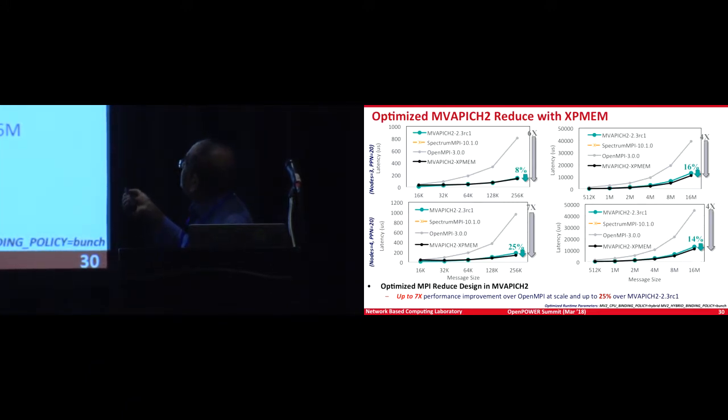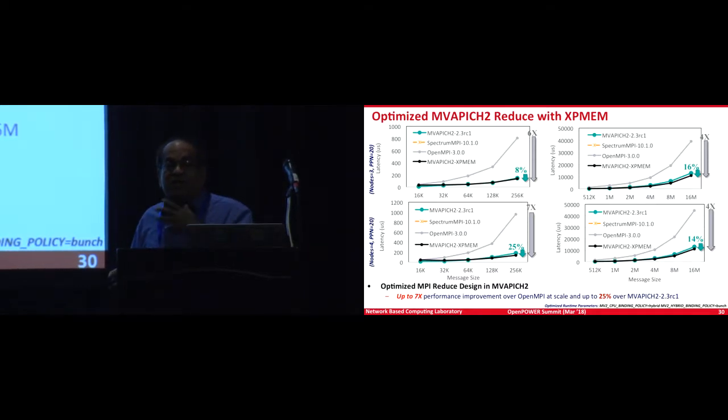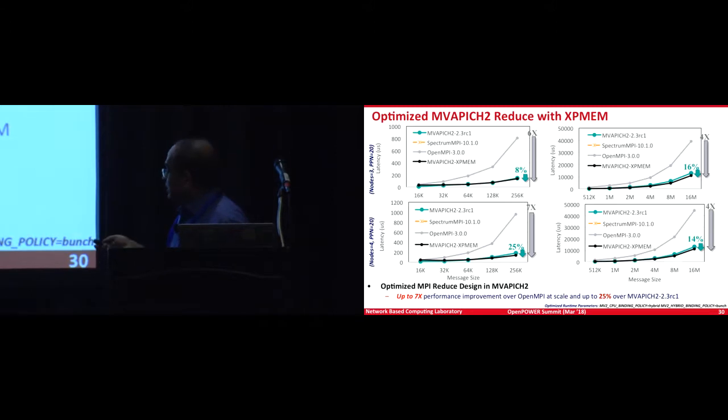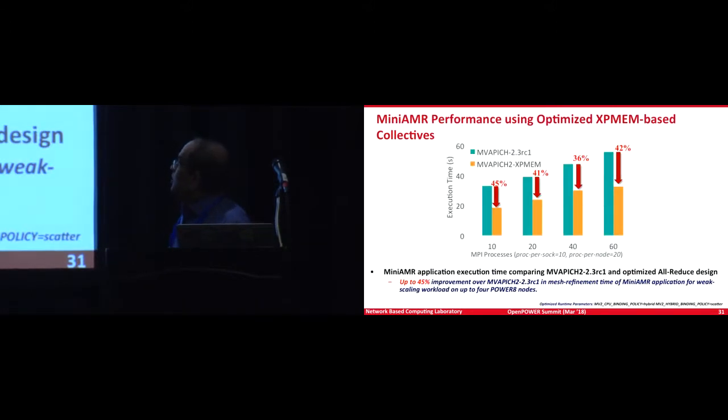You can try to see even for very large messages, 8 megabytes, 16 megabytes, and these are becoming more important. I will talk very soon because of the deep learning applications, they use very large messages. So we need to also optimize this large message size, and this is what we have been doing to give you very good performance.